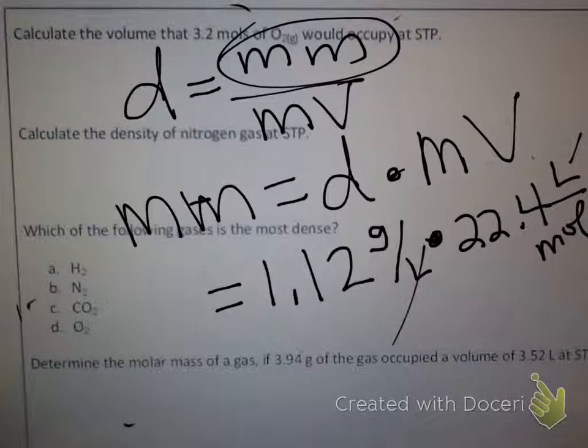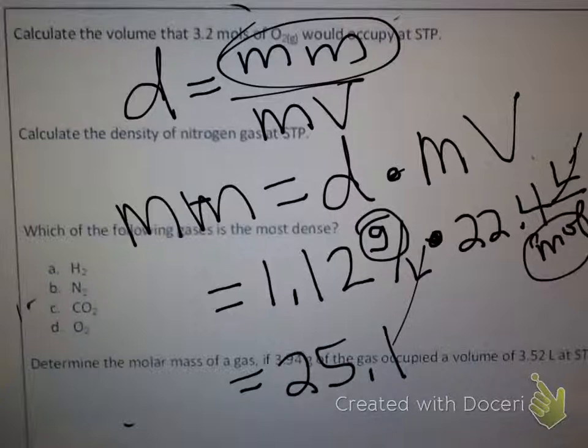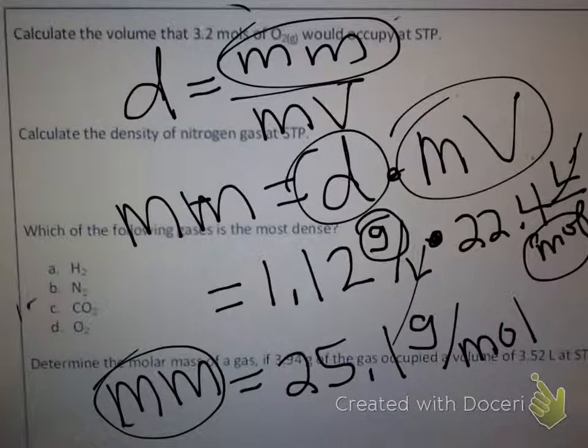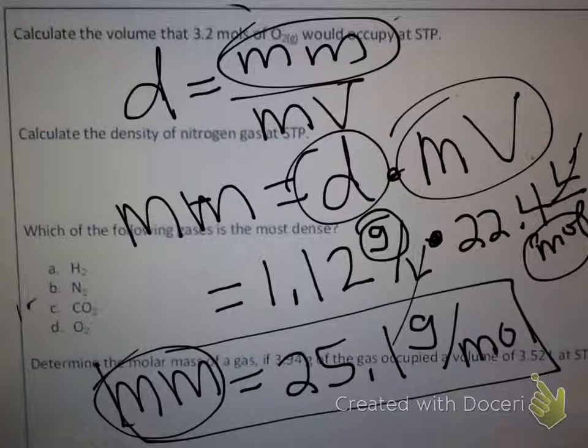Notice how I have liters on top and liters on bottom. Those are going to cancel. So I've got 1.12 times 22.4, and I didn't round before, but I get roughly 25.1. My units are grams over mole. Grams per mole, that's mass per mole, that's our molar mass. So I can solve for molar mass if I know the density and the molar volume. Okay, so this is an example of using that density and molar volume calculation to calculate molar mass.